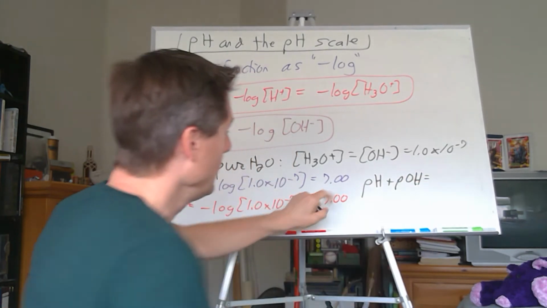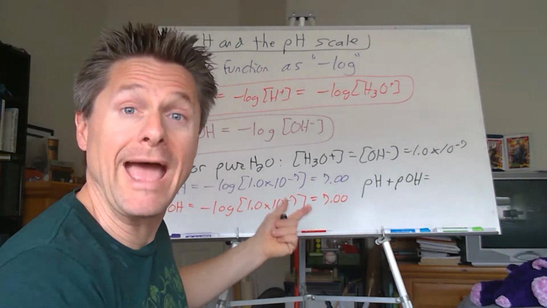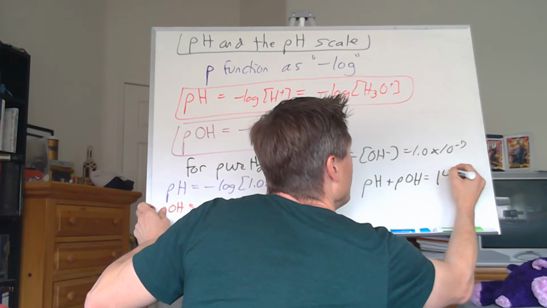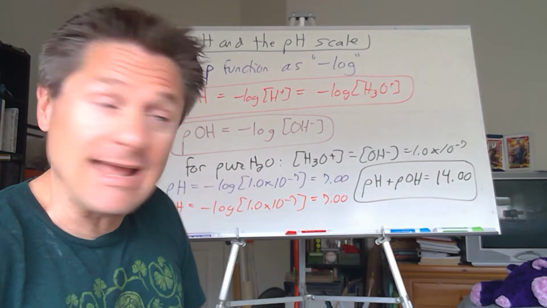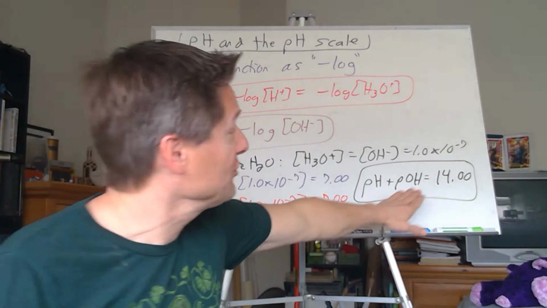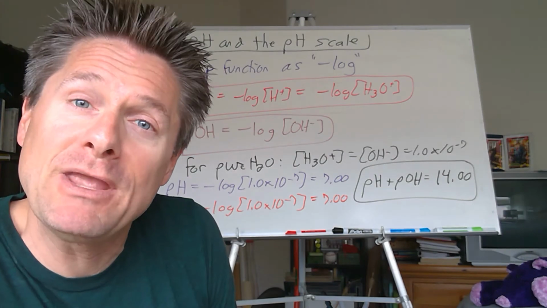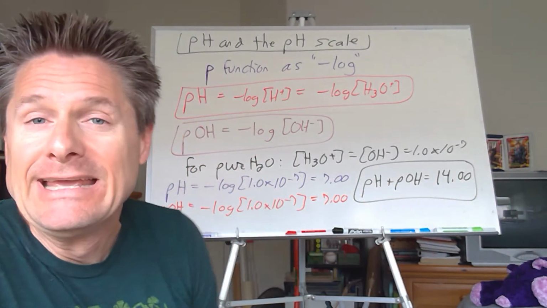We can write a cool little equation where we can say the pH of a solution plus the pOH of a solution will be 7.00 plus 7.00. When we add, we're limited by decimal places. That will give me 14.00. This is slick because now if I know the pH, I can just subtract it from 14 to get the pOH. If I know the pOH, I can subtract that from 14 to get the pH.